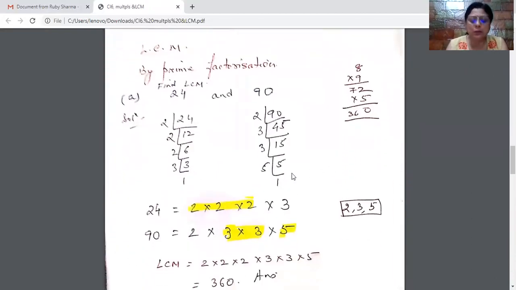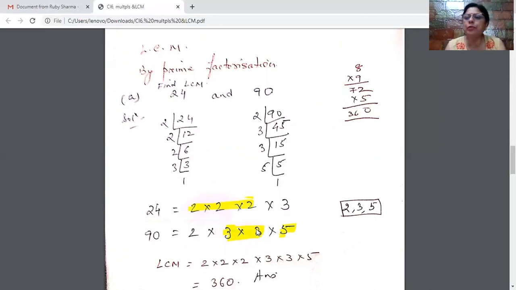Now we come to LCM, an important thing. Now LCM by prime factorization. We will learn two methods today itself, because prime factorization you have been doing for quite some time. So prime factorization I won't explain. 24 and 90, this is how you prime factorize and you write it like this.